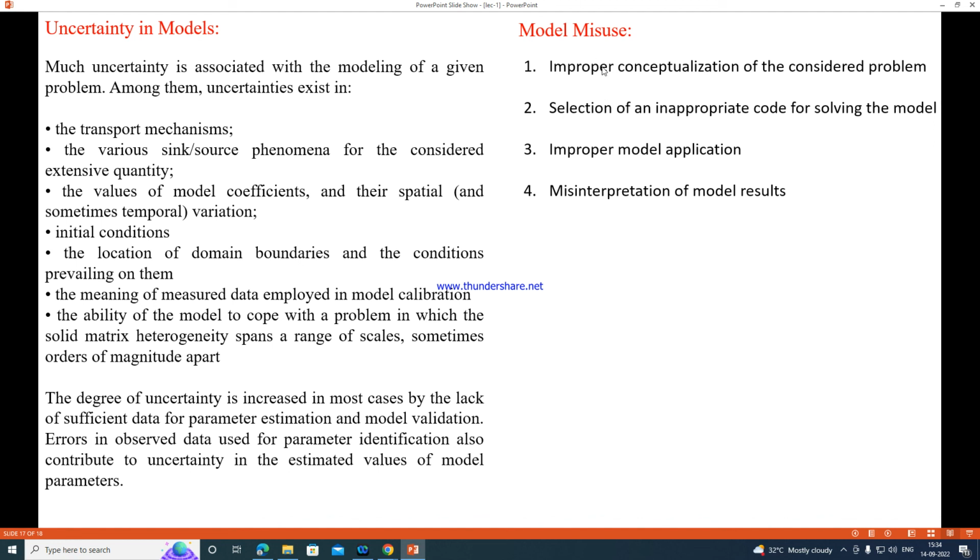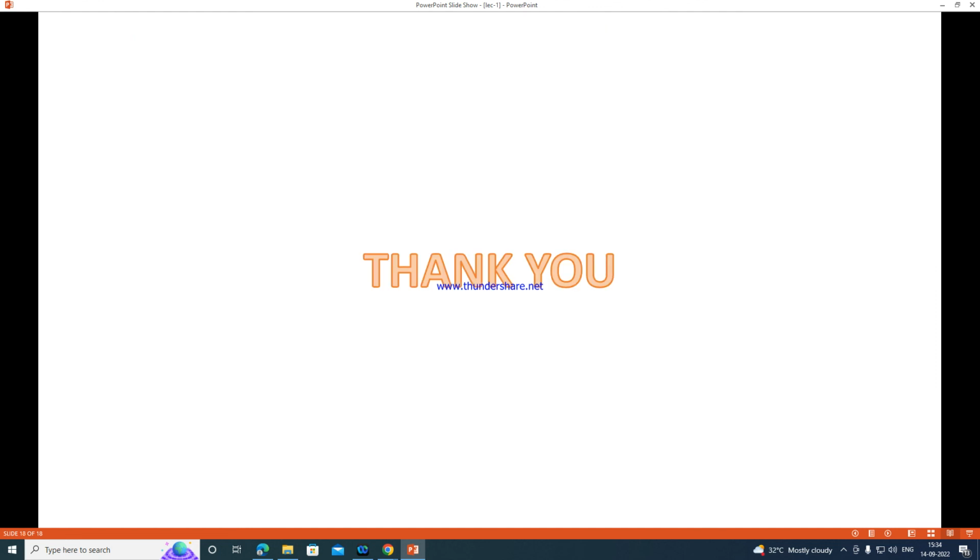Model misuse, improper conceptualization, as I said, and selection of an inappropriate code for solving the model. Suppose your governing equation or your boundary conditions are wrong, then your whole model is wrong. Improper model application, misinterpretation of the model. If there is no calibration and validation, then there will be a misinterpretation of your region.